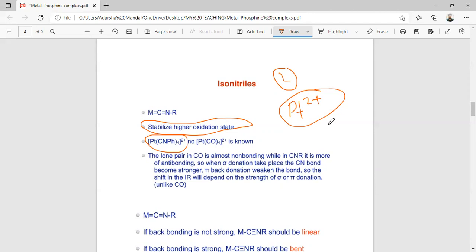And the isonitrile is more sensitive to nucleophilic attack at carbon to give amino carbenes, and it has a higher tendency for migratory insertion reactions. And unlike the situation of the carbonyl, the isonitrile stretching vibration in the complex is often lower than in the free ligand.